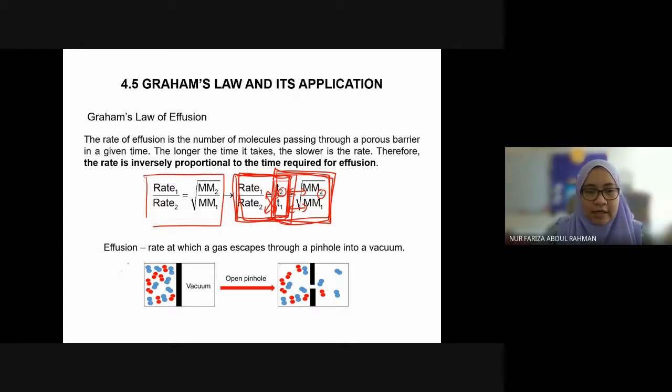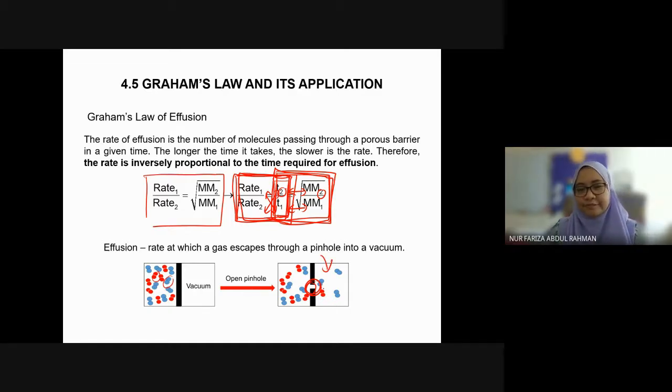Okay, like effusion is the rate at which a gas escapes through a pinhole into a vacuum. So we have red gas and blue gas. We want to measure their rate of effusing through this pinhole. Imagine there is one door and a lot of people want to get out. Whoever is stronger, meaning lighter and faster, will effuse faster to this low pressure site.